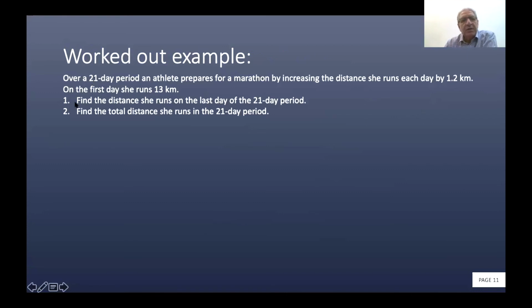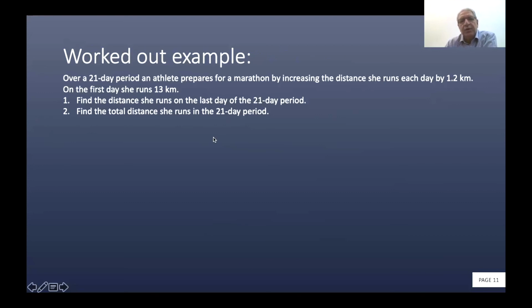Now, she is asking to find the distance she runs on the last day of the 21-day period. Okay. Now, here, find the total distance she runs in the 21-day period. Okay, this is the total distance. Now, let us go for the first one. First one means they want the term 21.